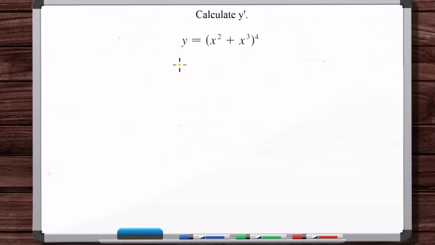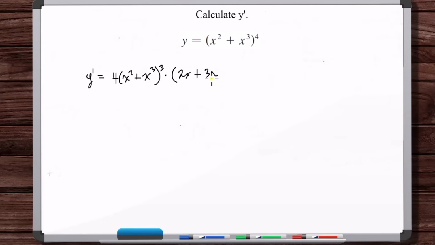Okay, we need to use the chain rule. So the derivative of something to the fourth power is 4 times that something to the third power times the derivative of that something. What is the derivative of something squared plus something cubed? Well, there's no more composite function here, so we don't need to continue that. So what is the derivative of x squared plus x cubed?